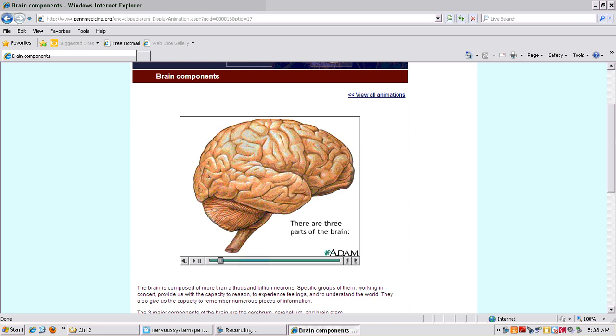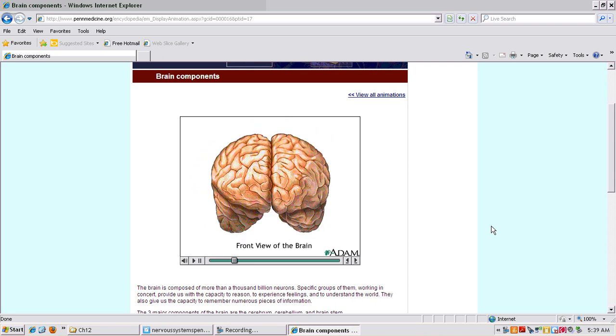There are three major components of the brain: the cerebrum, the cerebellum, and the brainstem. Here is the cerebrum. The cerebral cortex is the outside portion of the cerebrum, also called the gray matter. It generates the most complex intellectual thoughts and controls body movement.